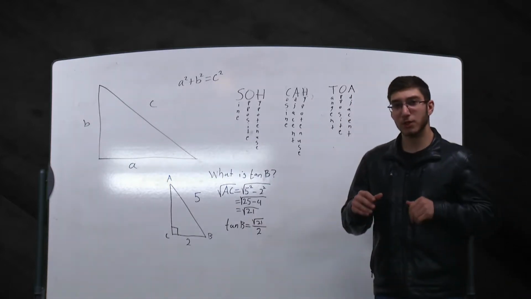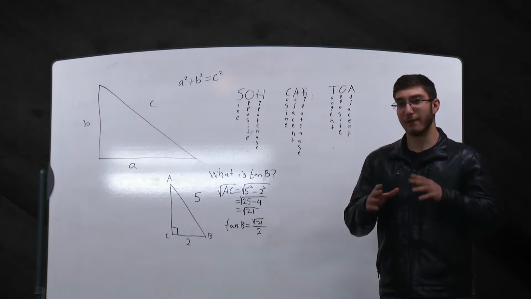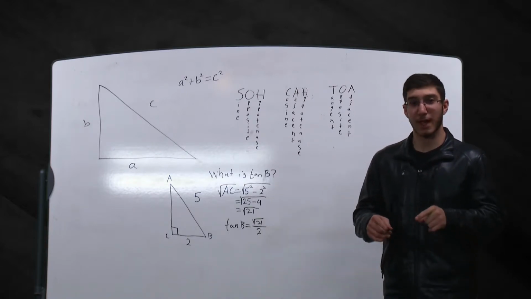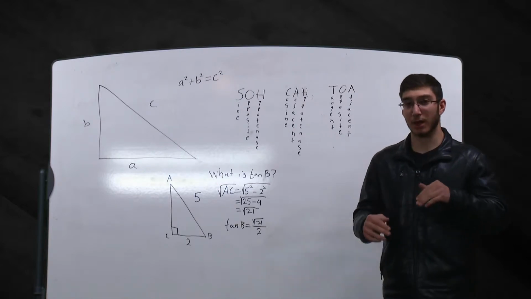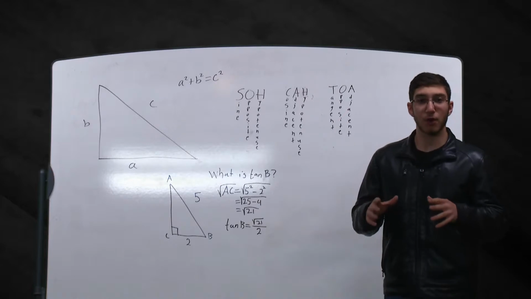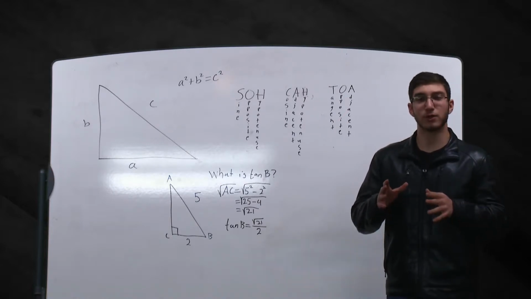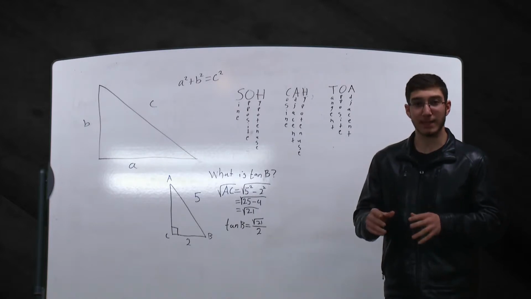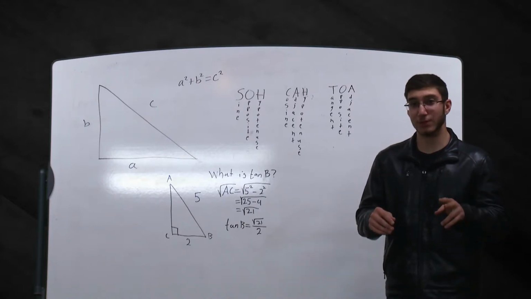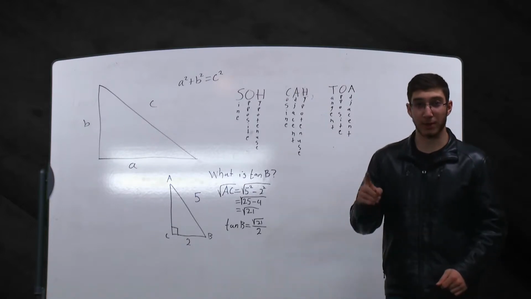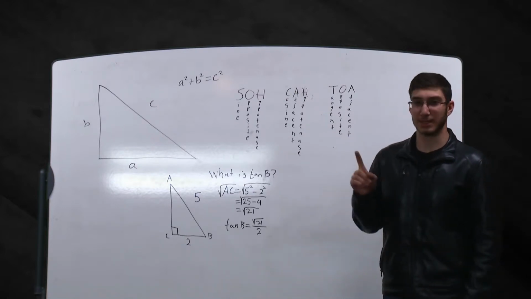So, we know with triangles, we have 3 sides. 2 of them are the legs, and 1 of them is the hypotenuse. And the hypotenuse is always the longest side, and this is specifically for right triangles. So, with right triangles, there's a really neat property called the Pythagorean Theorem that relates the length of the 2 legs with the length of the hypotenuse. And that is that a squared plus b squared is equal to c squared.